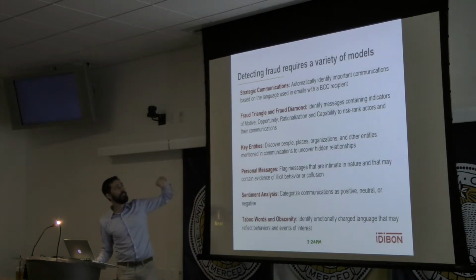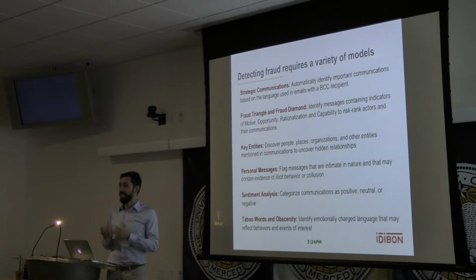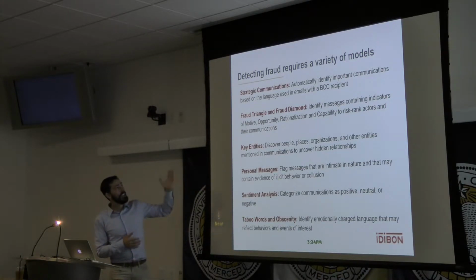And so the way that you do this, you might look at automatically detecting strategic communications. So one of my favorite models that we built is detecting whether something essentially has a BCC or not. People talk differently when they BCC people than they do when they don't BCC anyone. So you can build models from that kind of thing. The fraud triangle and fraud diamond I'm going to talk about more.